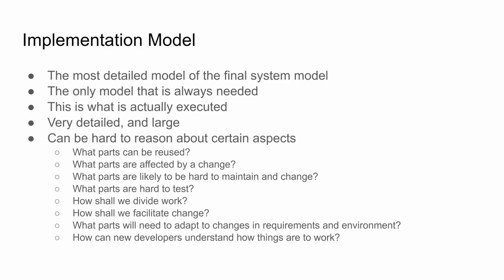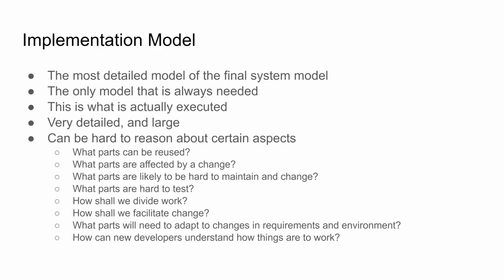The implementation that you make, that you create as a programmer, is also a model. And this is maybe the most detailed model because it will later be converted into the final system model by a compiler or by an interpreter. And by doing that, you also make some assumptions that this compiler or interpreter works in certain ways when you create your source code. The implementation model, the source code, is the only model that's always needed. This is what we do to create the final system and what's actually executed.